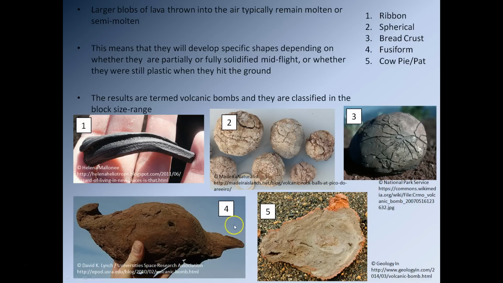Now, in the case of a fusiform bomb, essentially you have this blob of lava that gets thrown up into the air, and as it gets thrown up into the air, it begins to spiral. And you end up forming this shape a bit like a football. It gets drawn out, and so you end up with pointed tips at the rear and the front, but the main body remains approximately spherical in size.